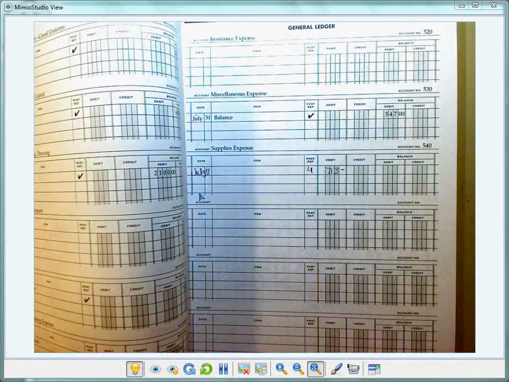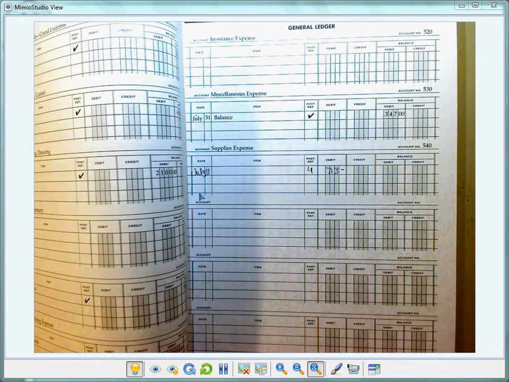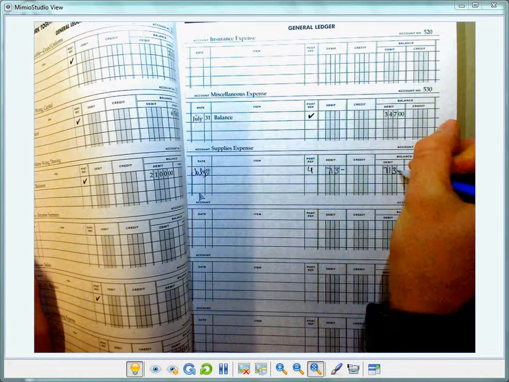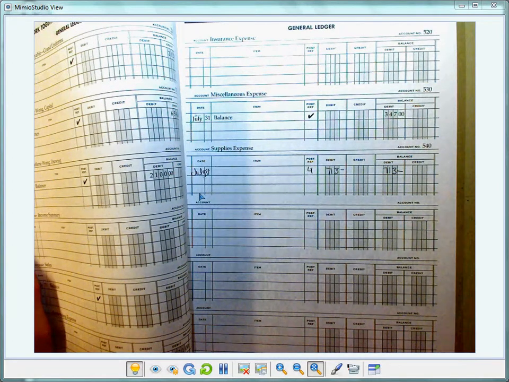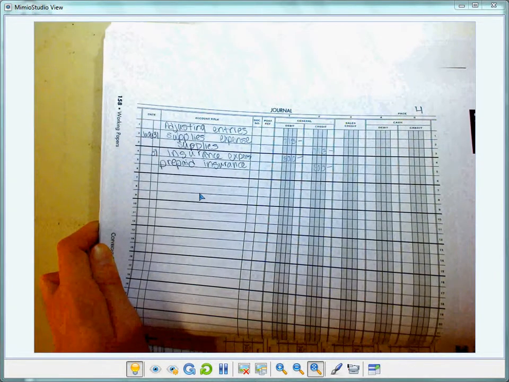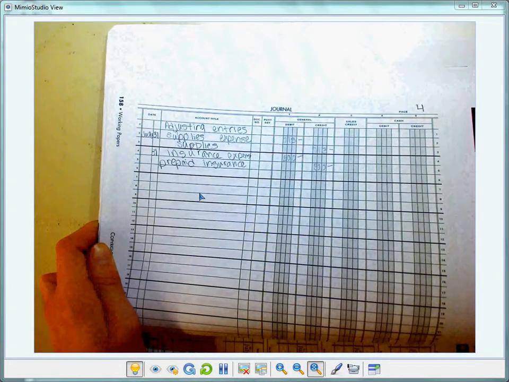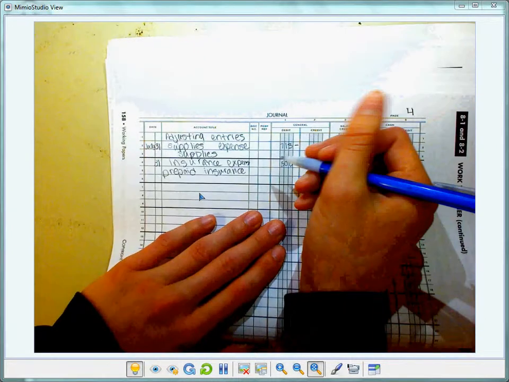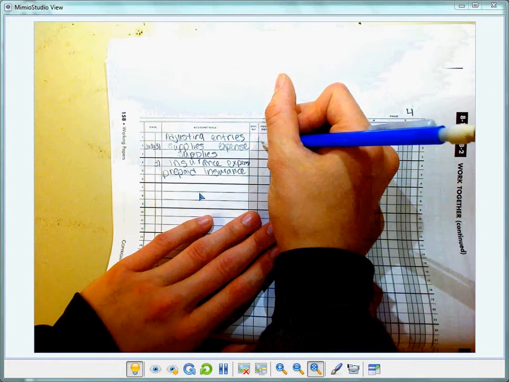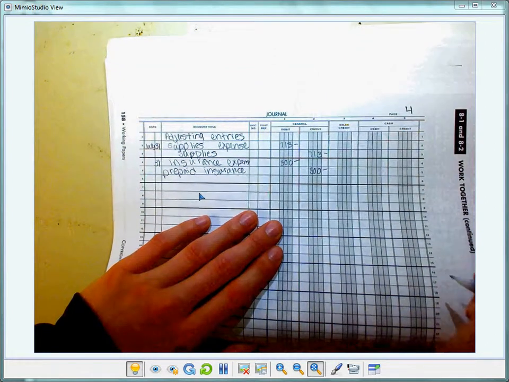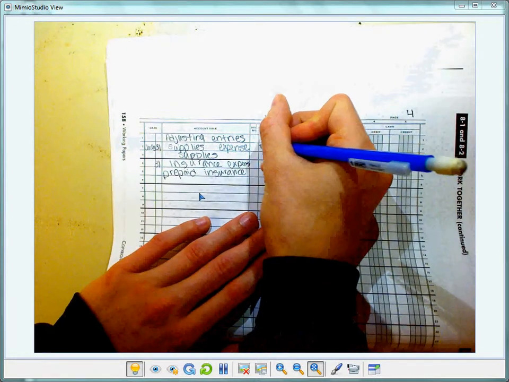And so our balance is what? Is it a debit or credit? Okay, debit, $713. Then you have to go back to page 158 and put our post reference there by supplies expense. What is our account number for supplies? Okay, 540 goes in there.